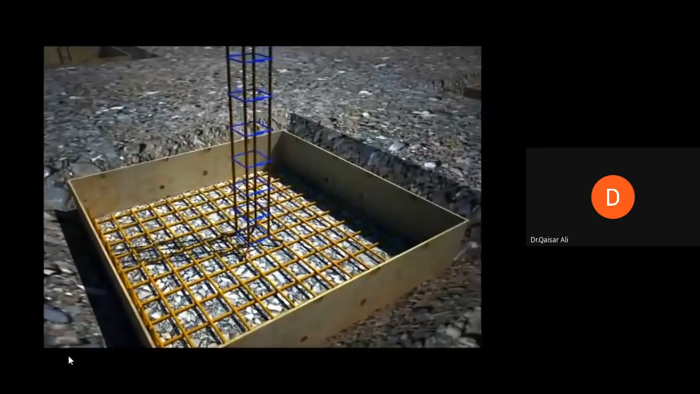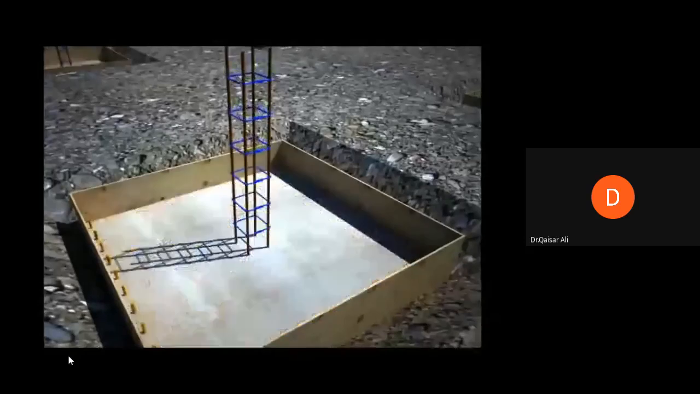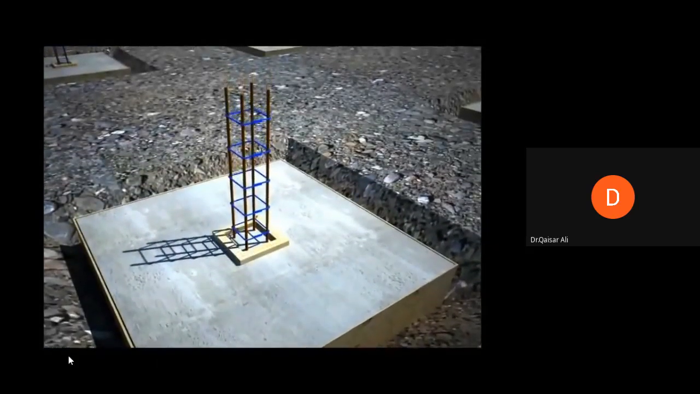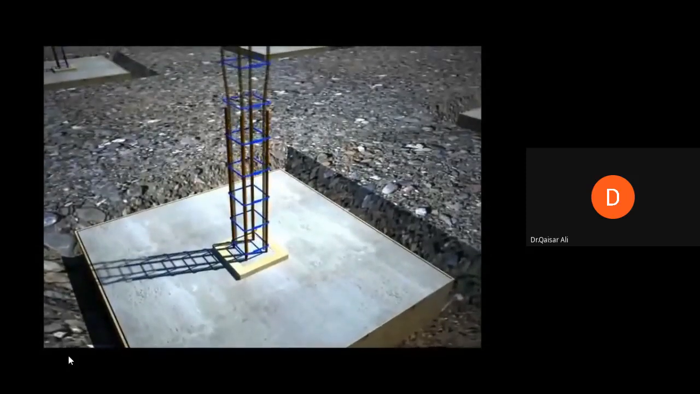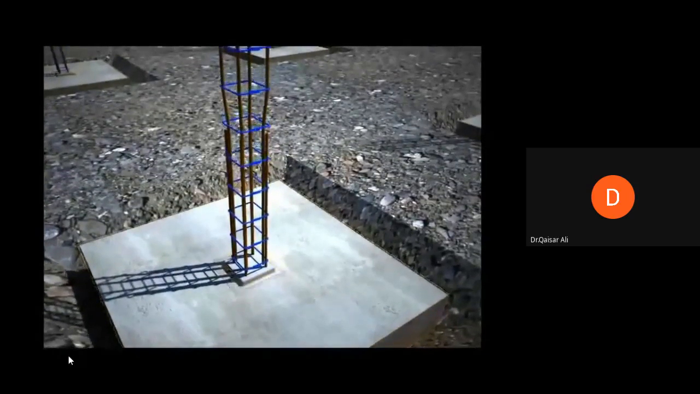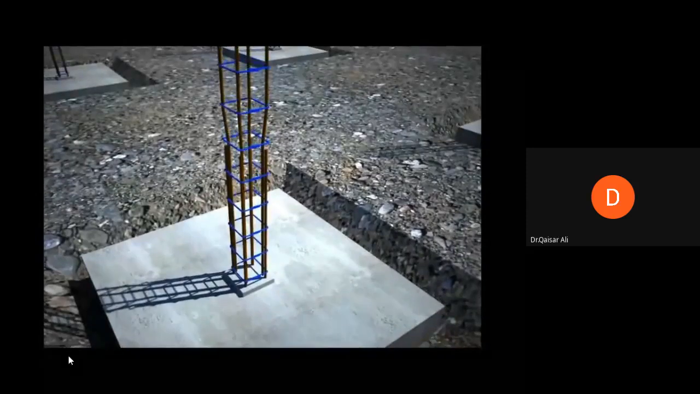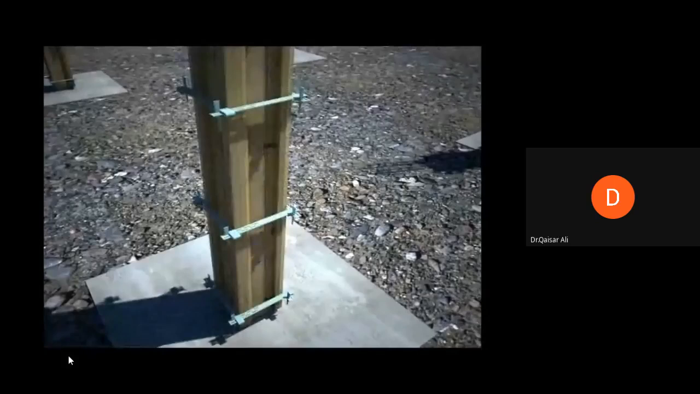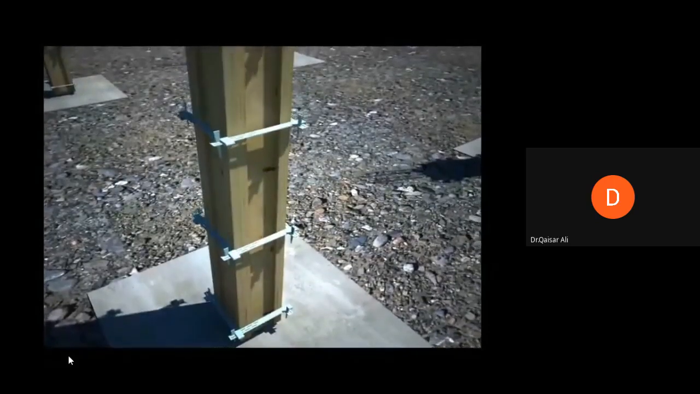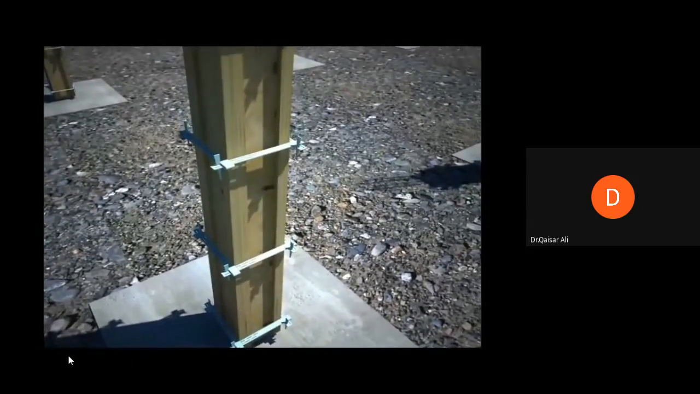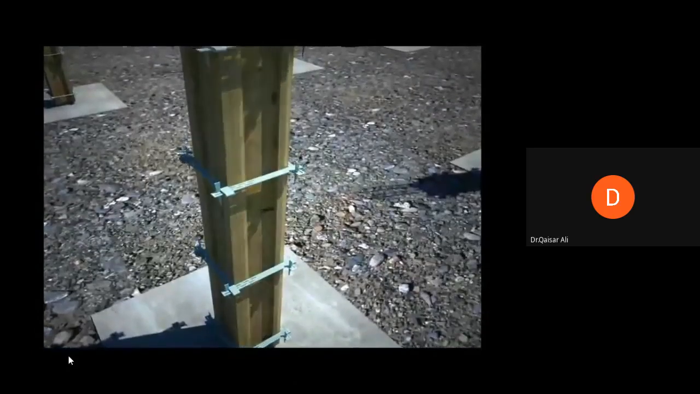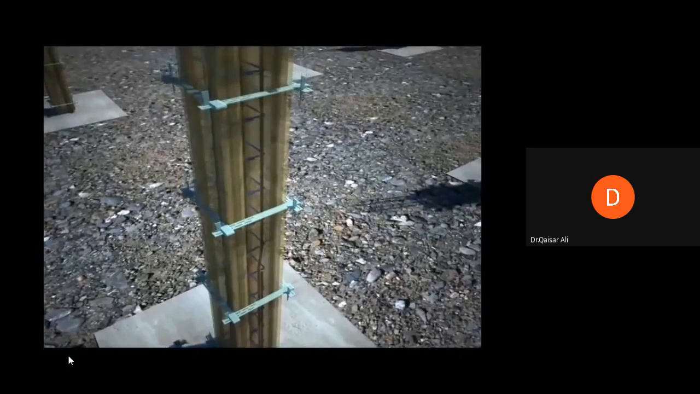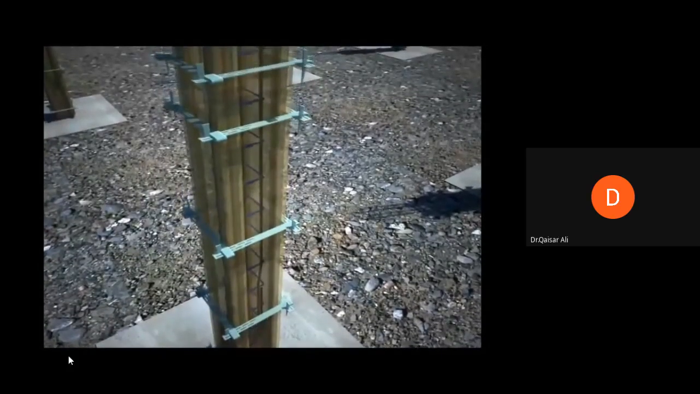Reinforcement. You can see reinforcement in the foundation, the isolated footing, and in the column. Column reinforcement is going into the foundation and is properly anchored to the foundation concrete. You can also see vertical bars and the square bars, which are laid laterally. Now you can see the formwork, wooden formwork. Inside we have reinforcing bars, steel bars, longitudinally as well as laterally.